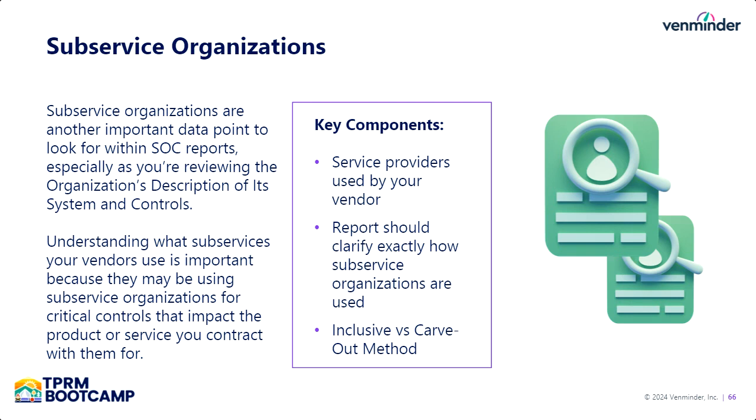So you will see subservice organizations represented either inclusively, meaning that the auditor will test the controls that they're responsible for, or carved out, which means that they will be out of scope of the SOC report. Most times you'll see it as carved out. The report should clarify exactly how subservice organizations are used and should include the specific controls that they're responsible for.